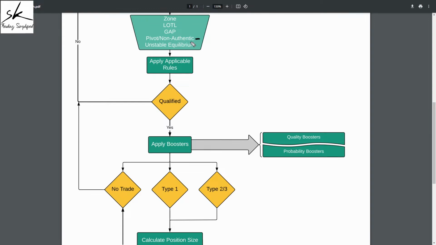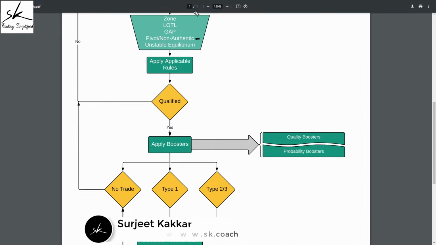So once I would have reached this step and applied my rule of pivot non-authenticity, I would have said, okay, this zone does not qualify based on my trade plan, and since it does not qualify, I'll skip it, I'll move on to the next symbol, right? So, a beautiful example of how a zone or a setup can get disqualified.